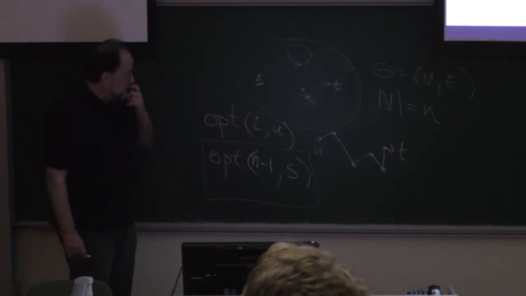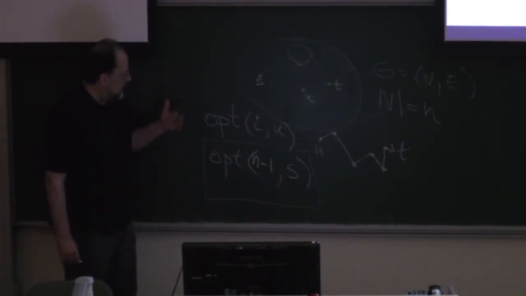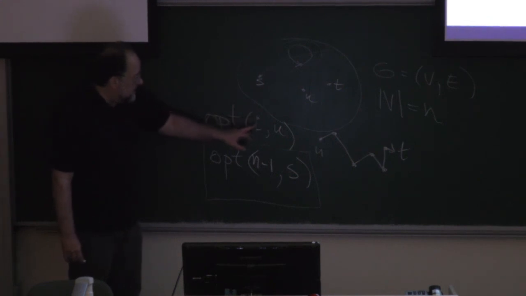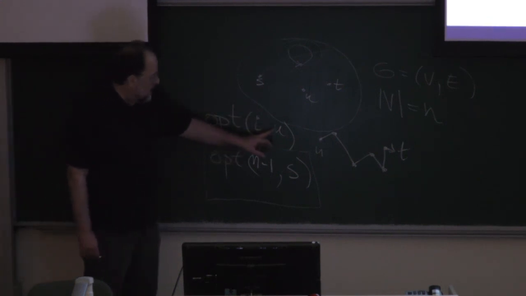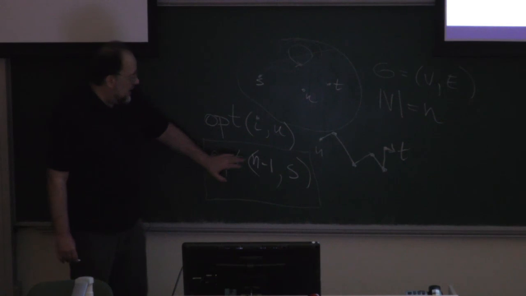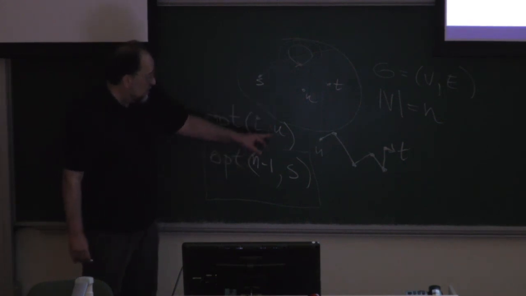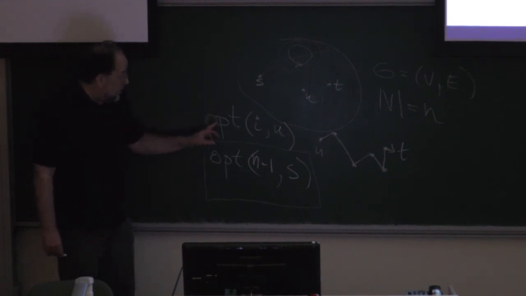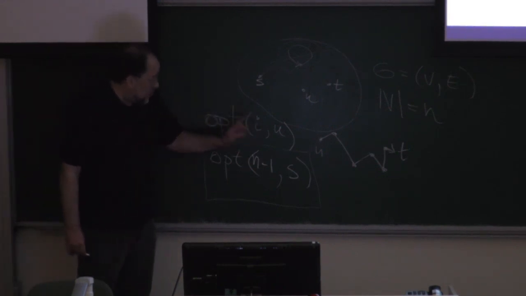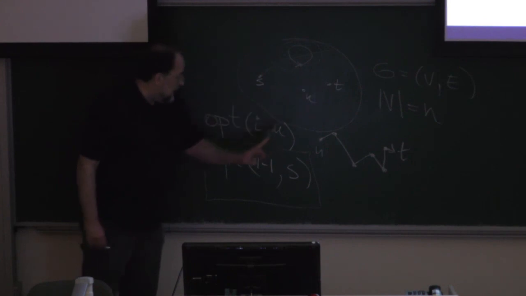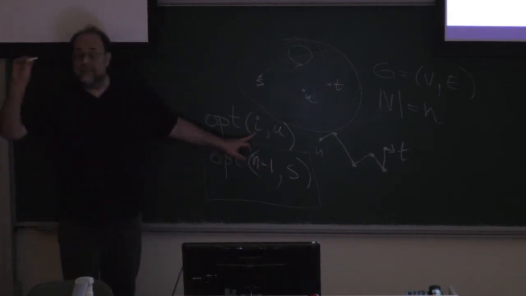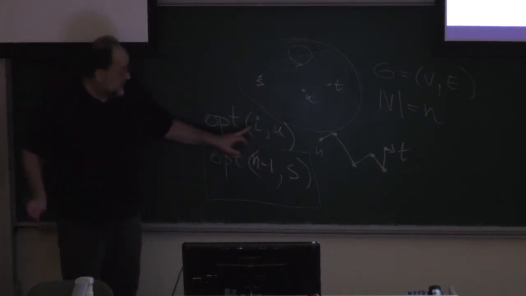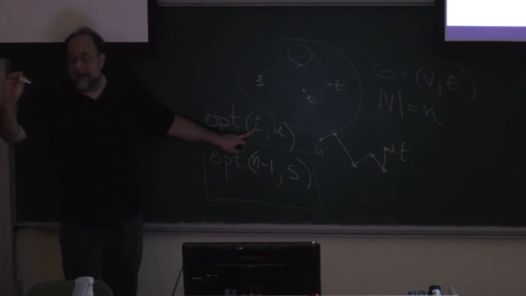And the recursive computation is for every fixed I, so we fix I, and then we range with U over the entire graph and find the optimal shortest path from U to T, but with the extra constraint that it cannot have more than I edges.